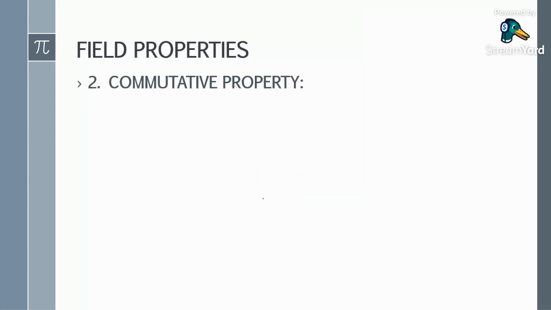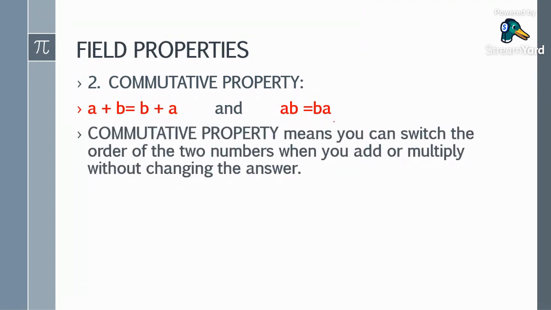The next property is the commutative property. Ganito po yun: A plus B is equal to B plus A. As you can see, nag-interchange po yung position ng A and B. Since there's an equal sign, ibig sabihin parehas lang sila kahit mag-change ng position. In multiplication naman, A times B is equal to B times A. So, what is commutative property? It means you can switch the order of the two numbers when you add or multiply without changing the answer.